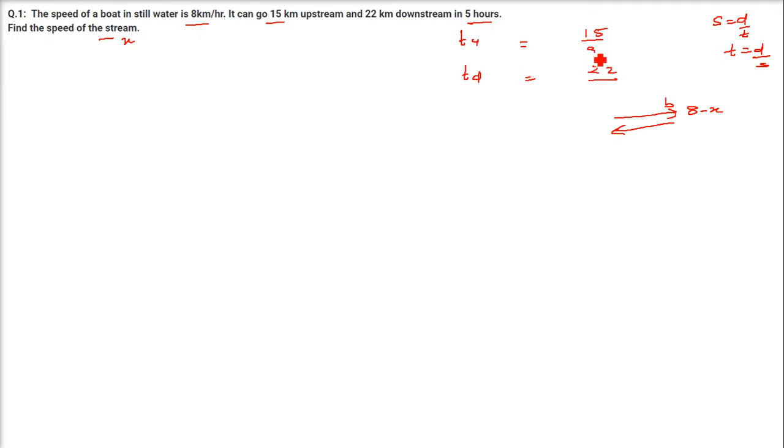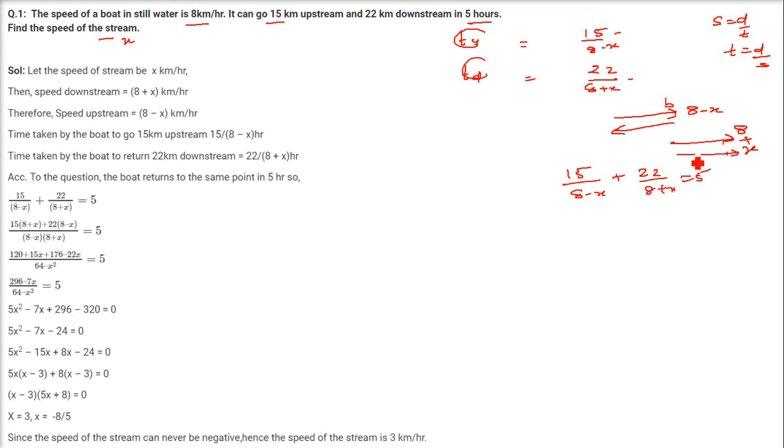Now we are going to put 8 minus x here. When the boat is going like this and the stream is going like this, so if the boat speed is 8 and the speed of the stream is x, then it is going to be added because it will facilitate the movement of the boat. So it will be 8 plus x, and as I said, TU plus TD equal to 5 hours. So 15 by 8 minus x plus 22 by 8 plus x is equal to 5. This is the equation which will be making the quadratic equation, and that is going to give you x.